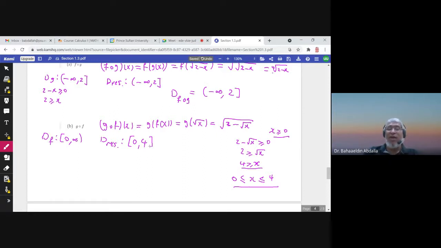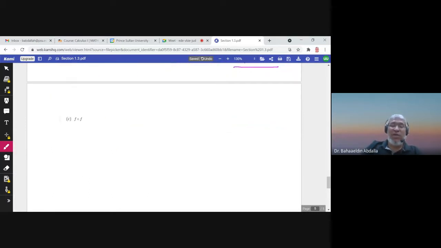If you replace x by any number here, this will be evaluated. But if you replace x by 5, for example, then 2 minus square root of 5 is a negative number. Math error. It cannot be evaluated. It's not a real number. Now, what is the domain of G circle F? It would be their intersection. What is the intersection between 0 to infinity and 0 to 4? Just 0 to 4. So this would be the domain of G circle F.